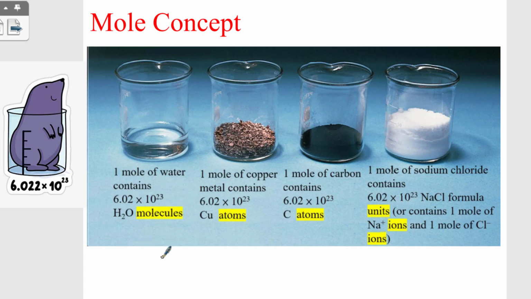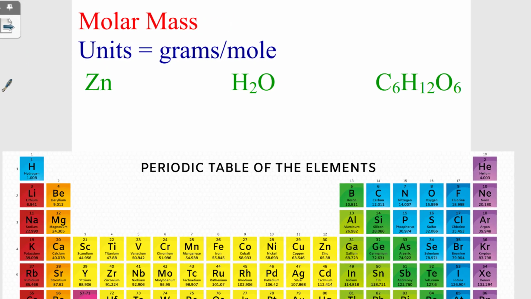1 mole is equal to 6.02 times 10 to the 23rd of anything, which means you could know what half a mole is, what 2 moles is, what 2.3 moles is. It is simply a ratio. And that brings us to a thing called molar mass.